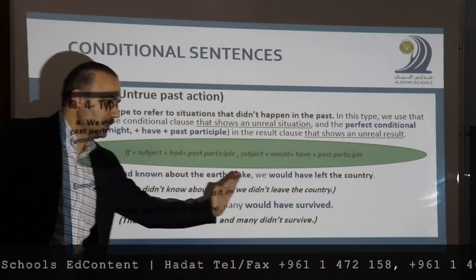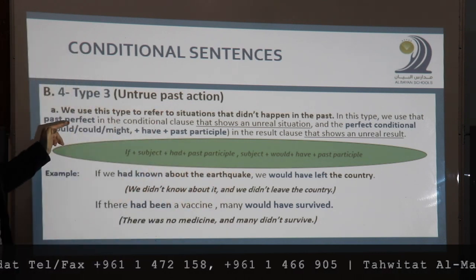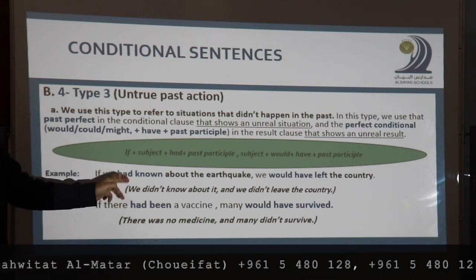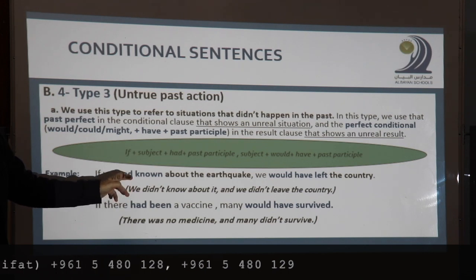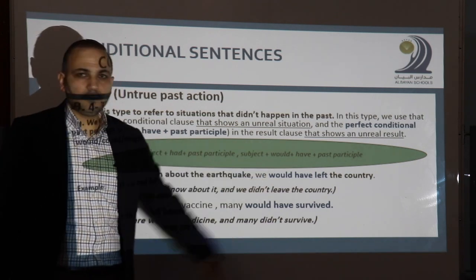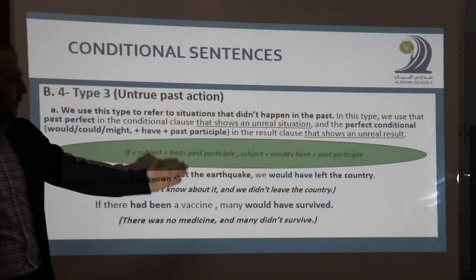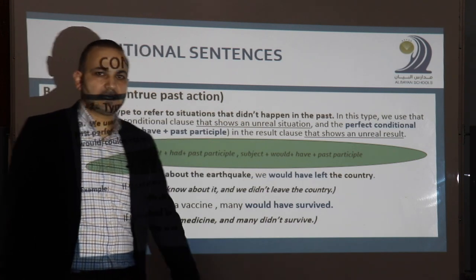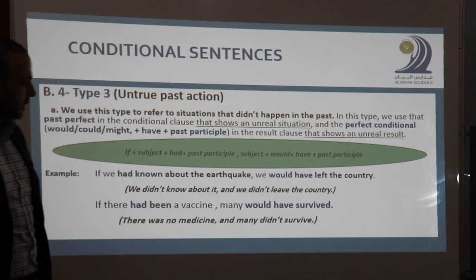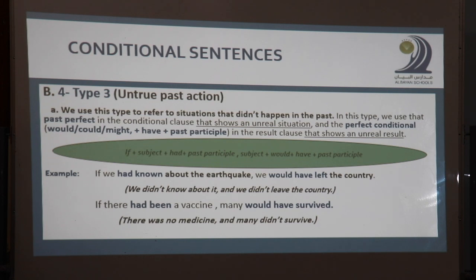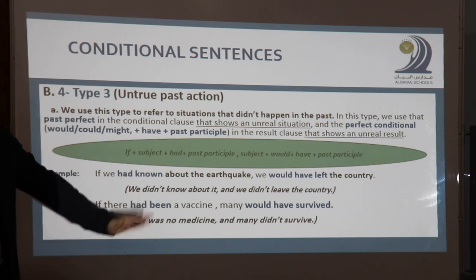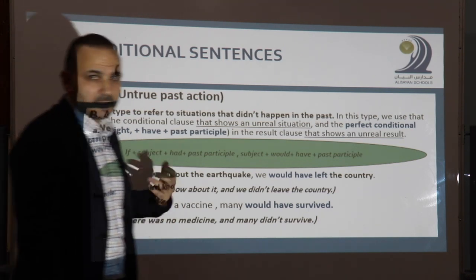What do we use in the conditional part? As we said, the past perfect. If you still remember, we have the form had plus past participle of the main verb. Had known, had written, had come, etc. And in the result part, or the main clause, we use the subject plus would plus have plus past participle. So just keep in mind, if there had been a vaccine, many would have survived.